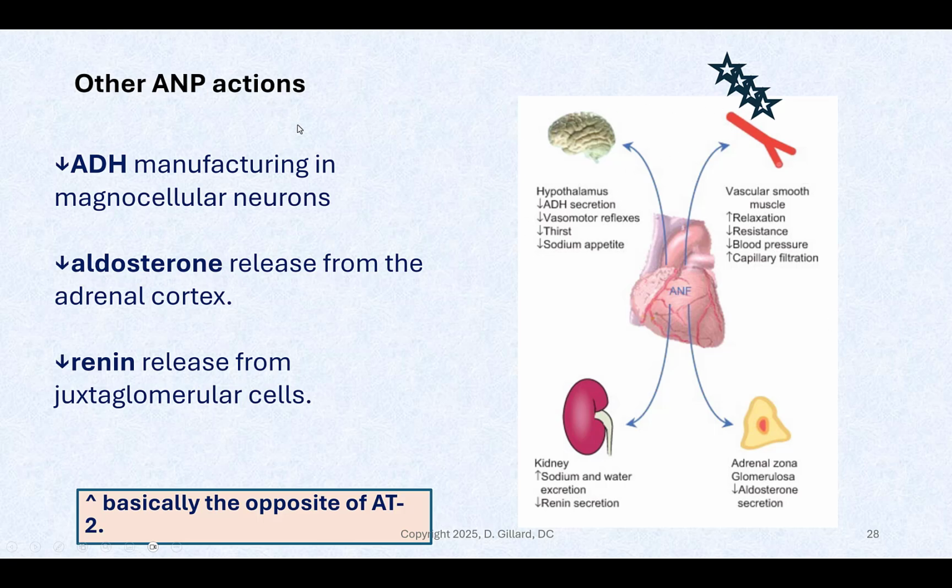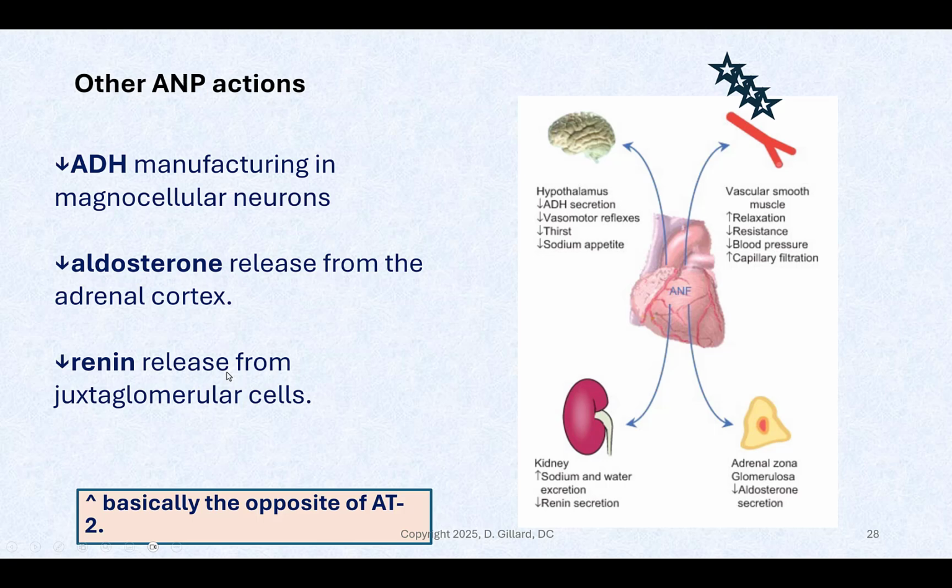Okay, here are some other actions of ANP. We won't go into the crazy details of these, but you can see it has just about the opposite actions of angiotensin II. It can bind to magnocellular neurons and cause a decreased release of ADH. It can bind to glomerulosa cells in the zona glomerulosa of the adrenal cortex and inhibit the release of aldosterone. It also binds to ADH's receptors. We just talked about that.